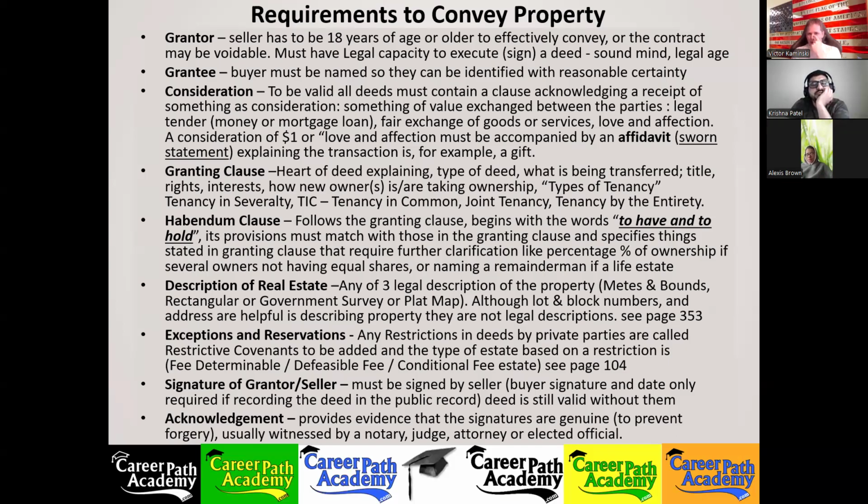And then we have to have a description of the real estate: either metes and bounds, a rectangular or government survey, or a plat map. Although lot and block numbers and the property's address may be helpful in describing the property, they're not a legal description. As a matter of fact, the post office could change your property's address, believe it or not.